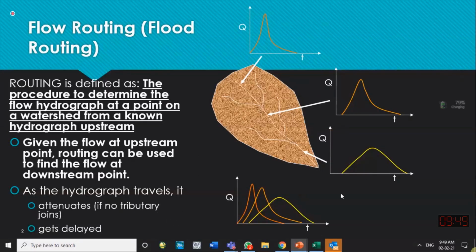Because there are these variations in peak time, base time, and the value of the peak discharge, they change. So a method, a process, has to be adopted which can help us calculate these variations. That method is called flood or flow routing.